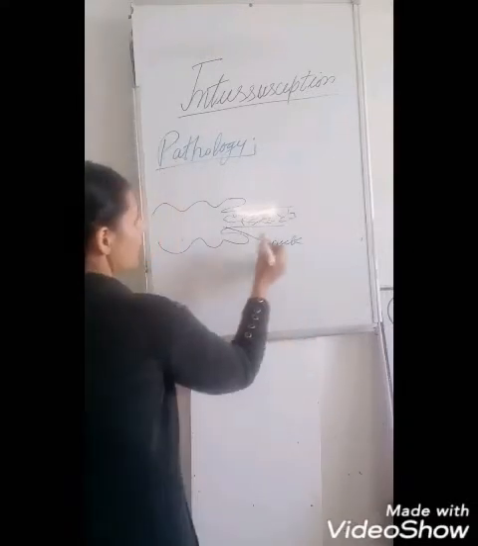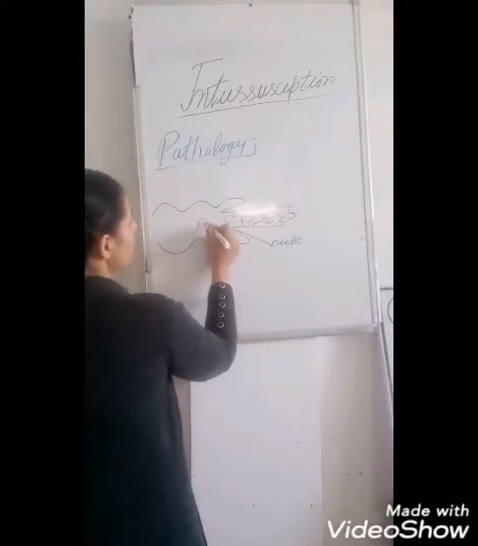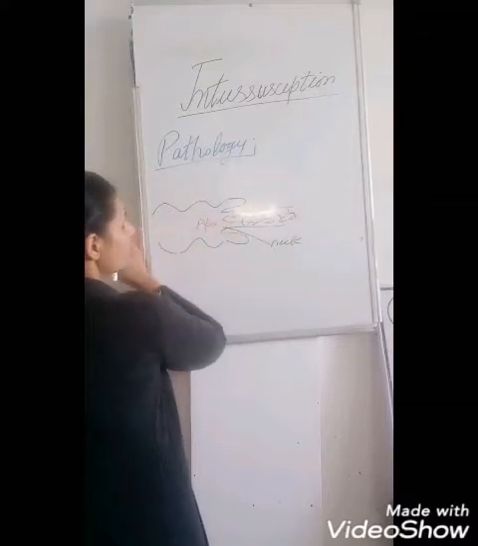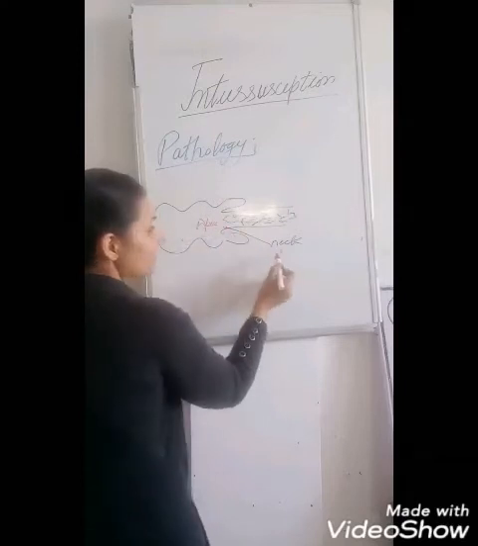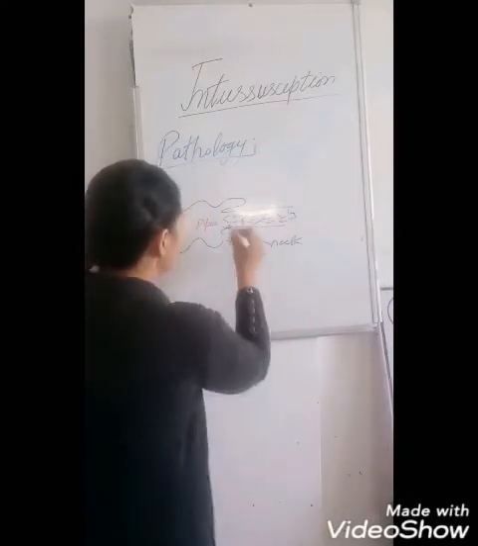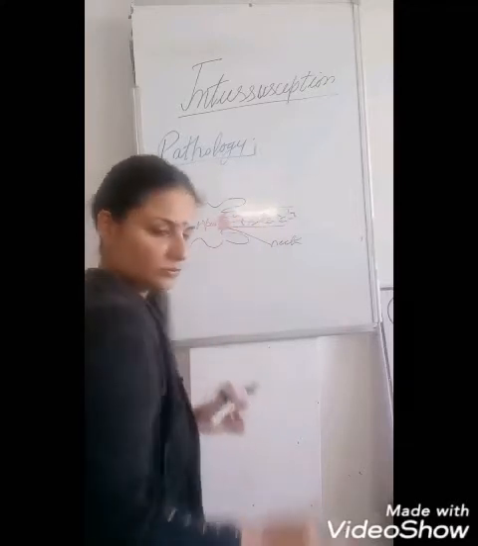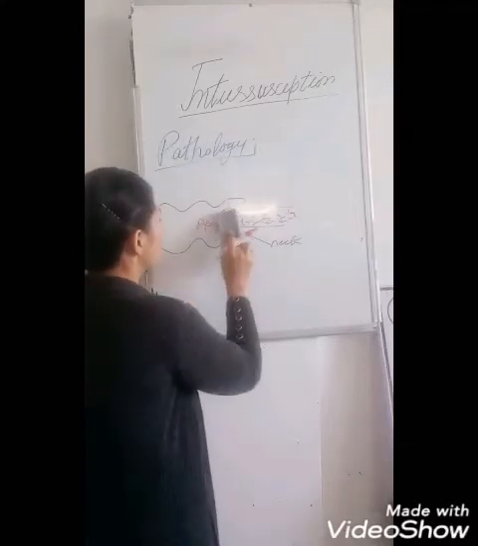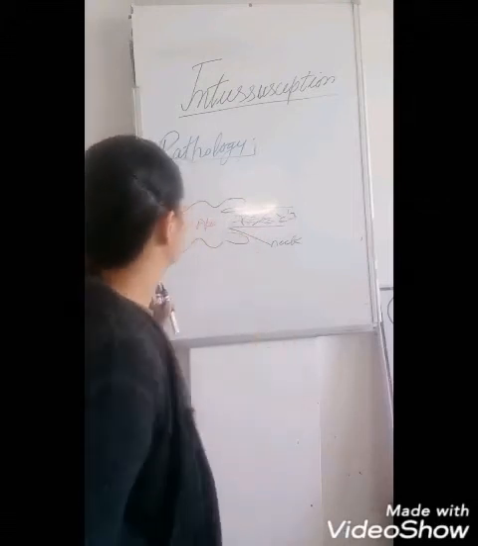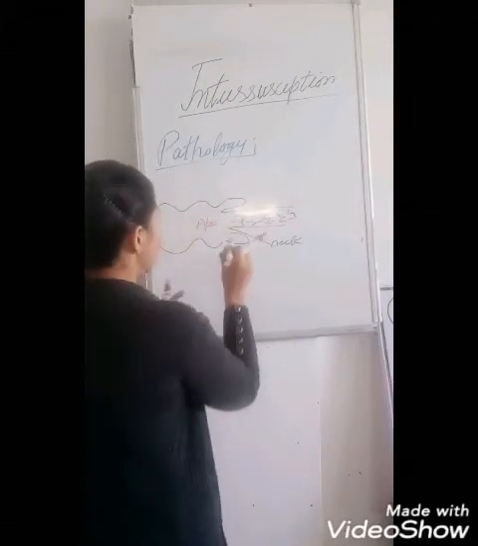So as the apex is moving into the intussusception, the neck is the narrowest portion. At that region, this is the neck portion, the narrowest portion. This is the neck region.